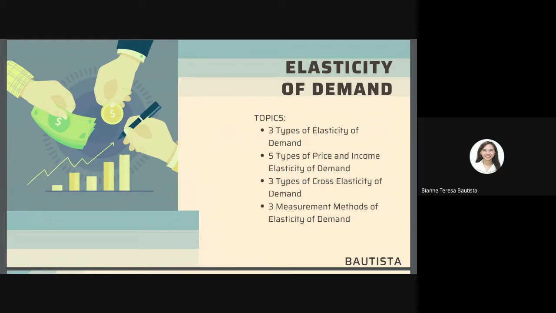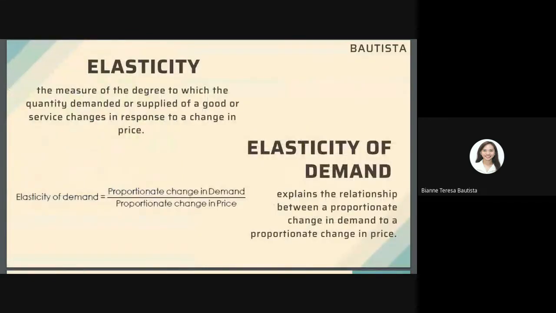Good day, everyone. I'm Bian Teresa Bautista, and I'll be reporting on the next subtopic, which is all about the elasticity of demand. So, under this, we will cover the three types of elasticity of demand, five types of price and income elasticity of demand, the three types of cross elasticity of demand, and the three measurement methods of elasticity of demand. Next slide. So, to begin, let us define elasticity and elasticity of demand.